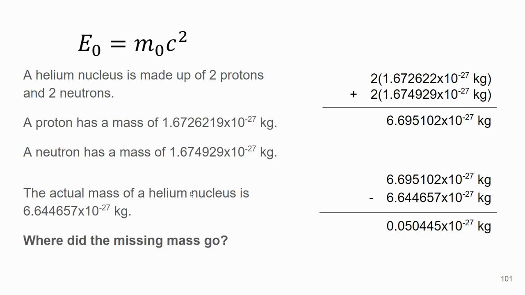But anyhow, the actual mass of a helium nucleus is a slightly different number. It's hard to see the difference, but the actual mass is this one, the one that we're subtracting, 6.64 times 10 to the minus 27th. So it's a difference of 5 parts out of 669. It's a small difference, but it's a very measurable difference. There is mass that has gone missing. So where did that mass go?